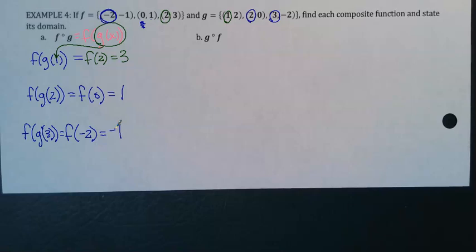So then it said I was supposed to find each composite function and state its domain. All right, so let's do that. Find each composite function. Let me take a step back. Okay, let's list that out in set notation first. My f of g, if I put a 1 in, I got a 3 out. So in set notation, I'd have (1, 3). I put 2 in, I got 1 out. So my next ordered pair is (2, 1). My last ordered pair is (3, -1).